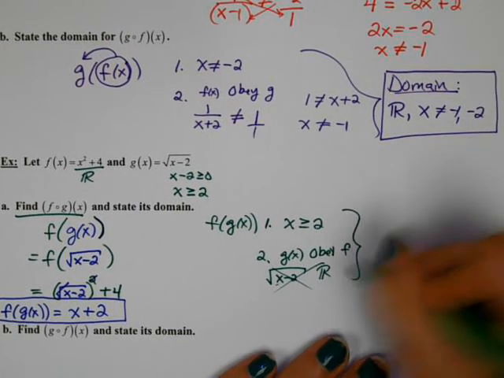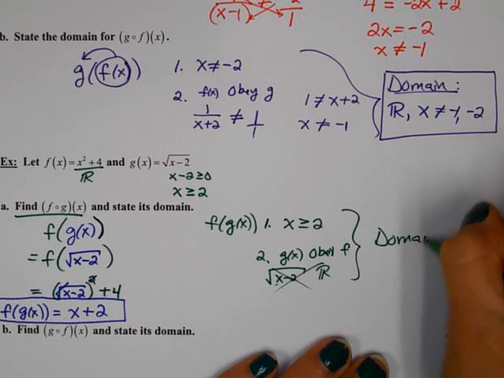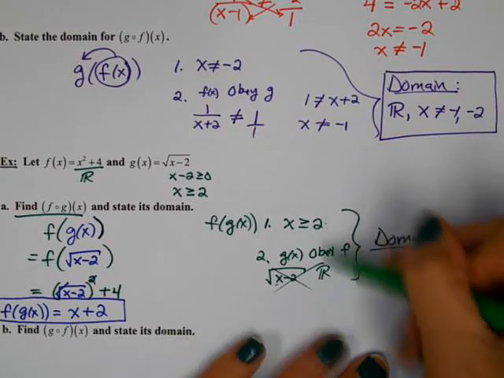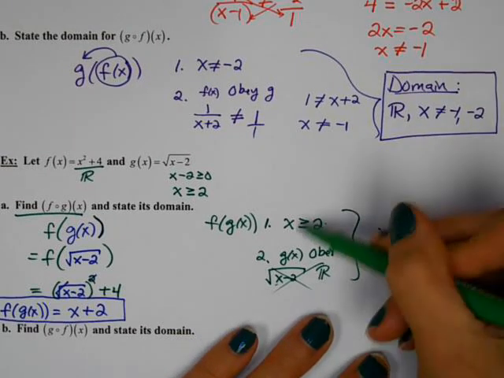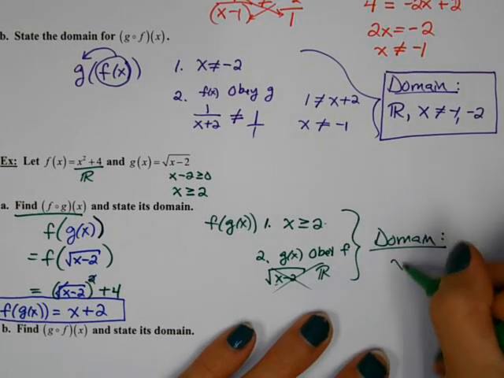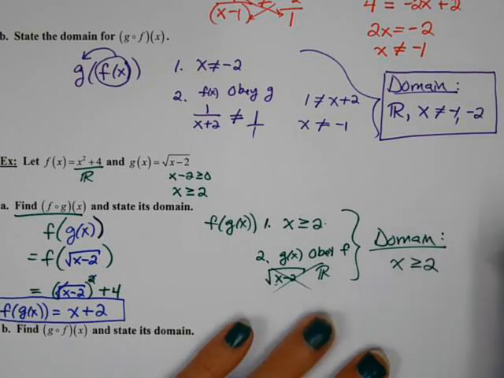So when we put these two together, the overall domain from step 1 and step 2, we're going to state the one that's more restrictive. X's are greater than or equal to 2.